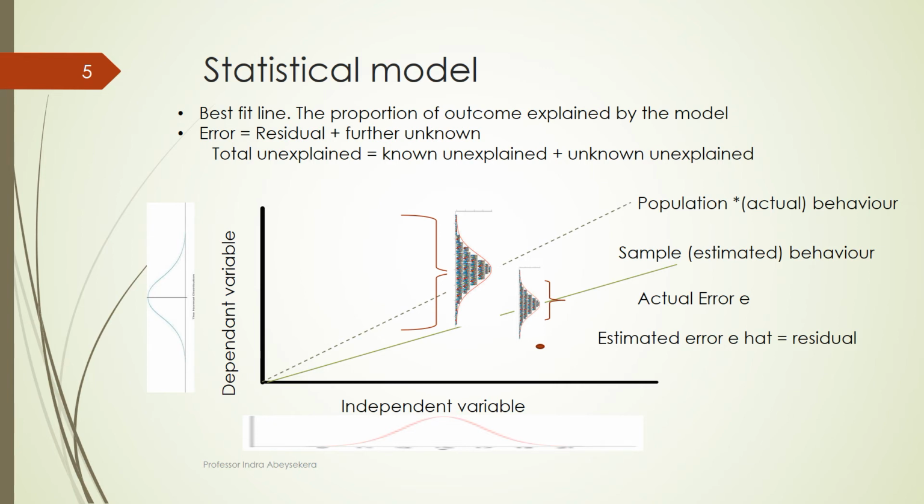So there are two portions. Known unexplained amount, which is the residual, and then there's unknown unexplained amount, but the total unexplained amount is called the error.